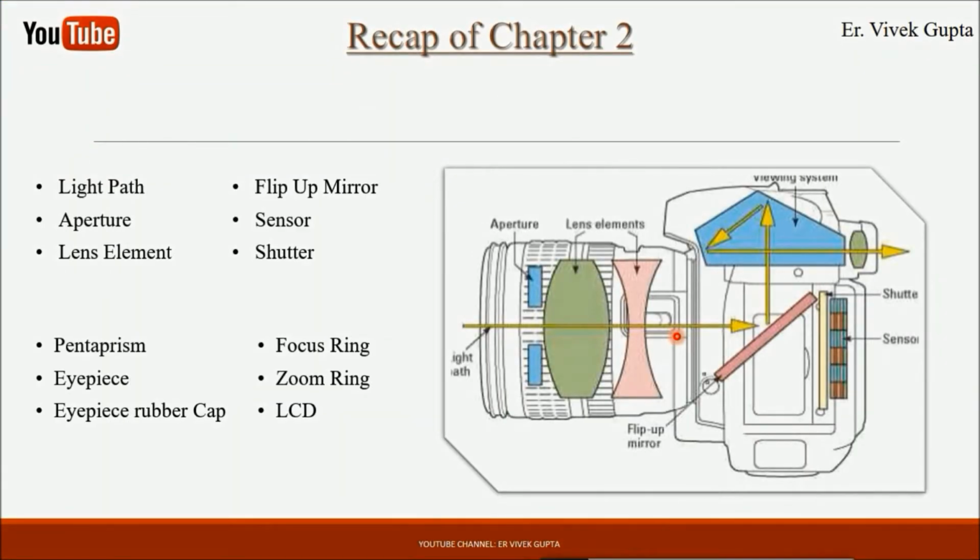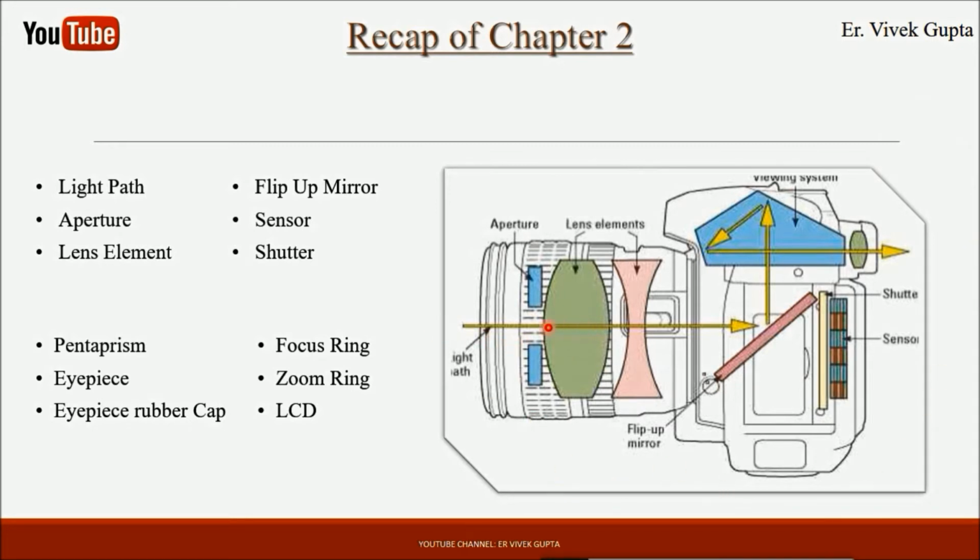So first we will recap the last chapter. In the last chapter we discussed the different components of the camera. In a camera there are different components like light path, aperture, lens element, shutter, sensor, flip up mirror, zoom ring, focus ring, etc. So we will look at this picture, as it shows the body of a camera.